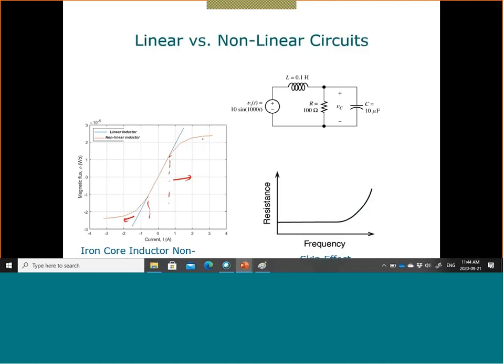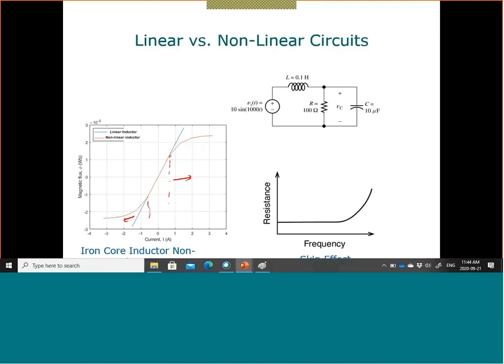Another application is the resistance. We assume the resistance is a constant value when it comes to frequency. However, that's not true for a very high value of frequency, and those who will be studying RF in detail later on will understand this. Why this is a problem, and why the resistance increases as we increase the frequency. This is the frequency of the signal.